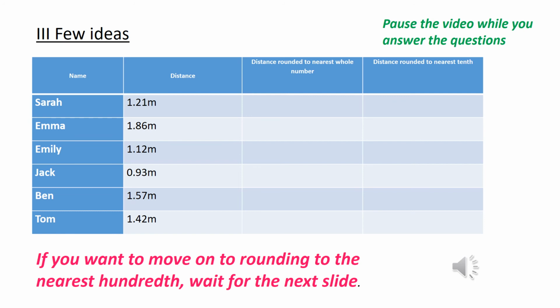So these are the results from a long jump event. Again, the best thing for you to do is to copy down the table neatly with a ruler, please, in your books. And then you need to round each of the distances to the nearest whole number and then to the nearest tenth or to 1 decimal place. Pause the video while you answer the questions.